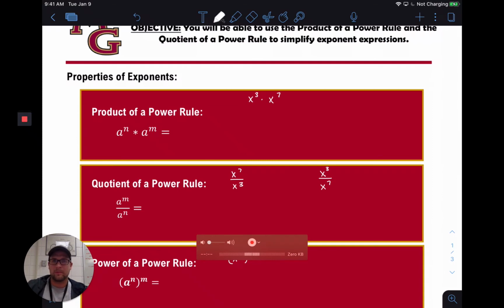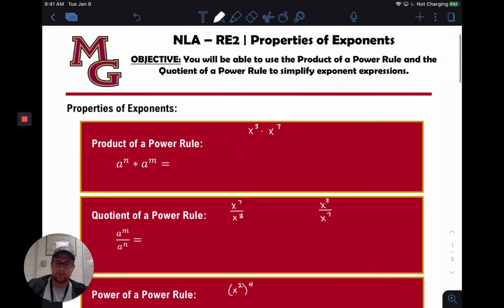Hi everyone, welcome back. Today we're going to be talking about properties of exponents. Our objective today is that you will be able to use the product of a power rule and the quotient of a power rule to simplify exponent expressions.